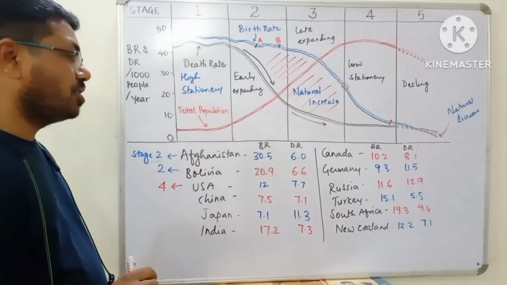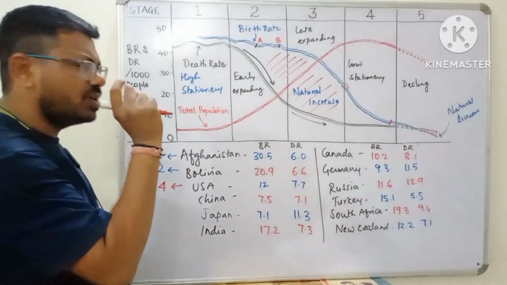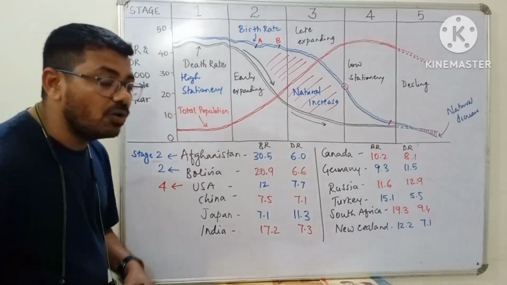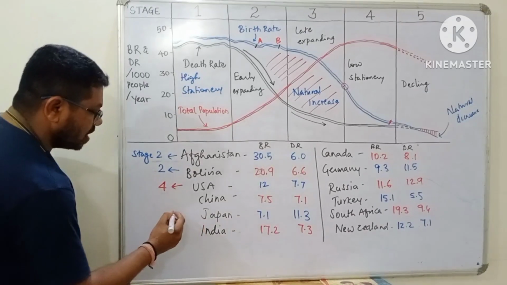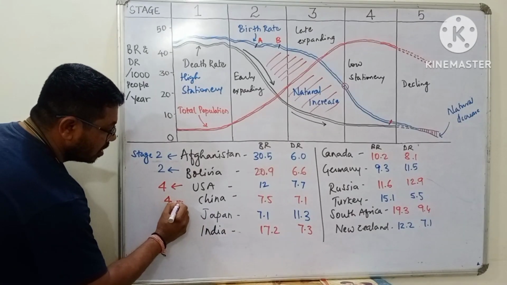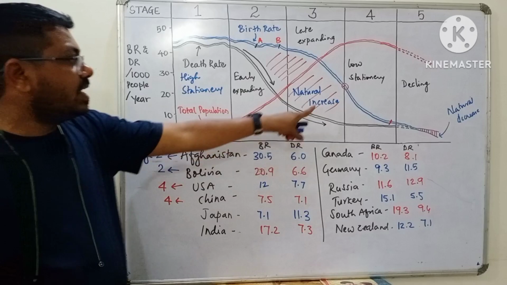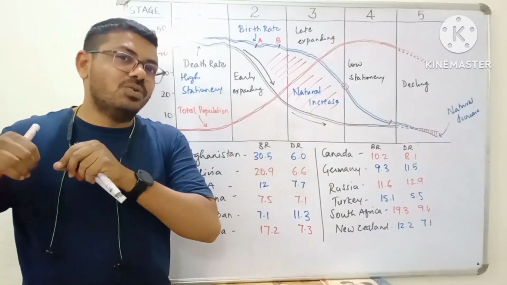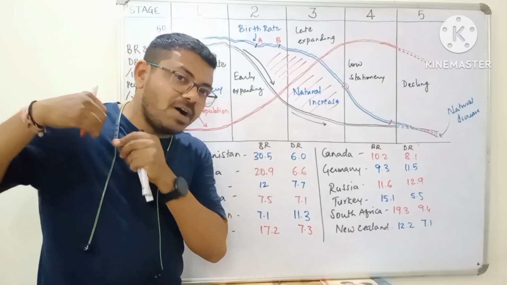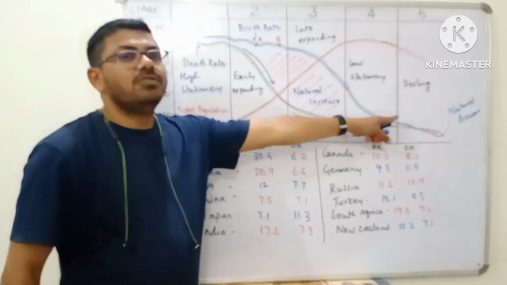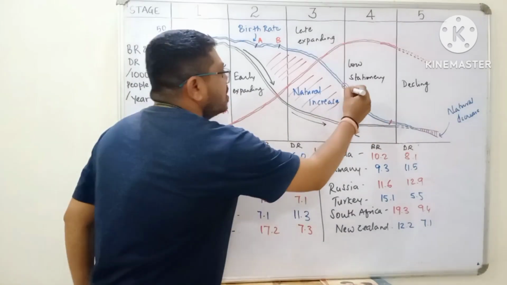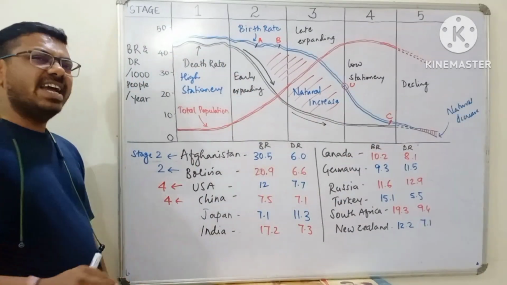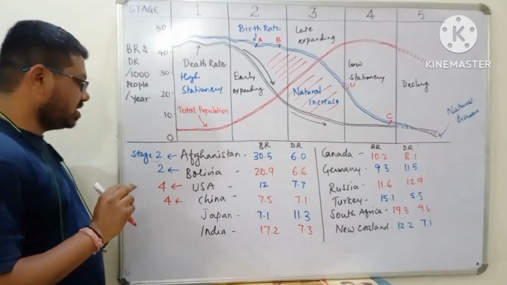Right. Birth rate 7.5, death rate 7.1. See, the gap is very low. So China is in stage 4, but is about to enter stage 5. Now see, the gap: USA has just entered stage 4, whereas China is about to enter into stage 5. So USA is over here, China is over here. Both are in stage 4, but China is about to move into stage 5.